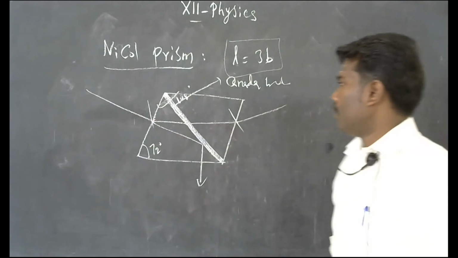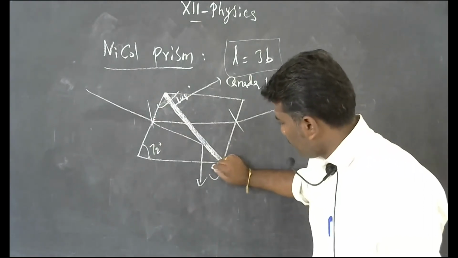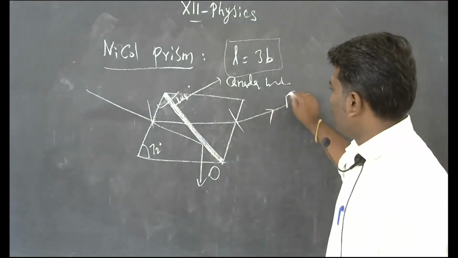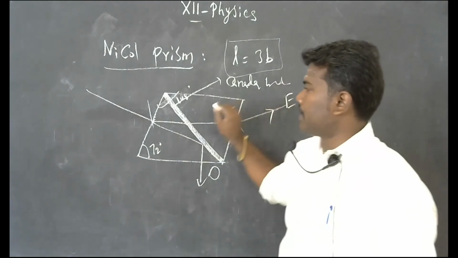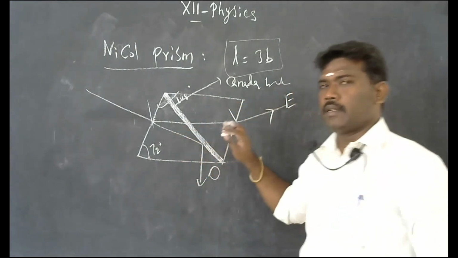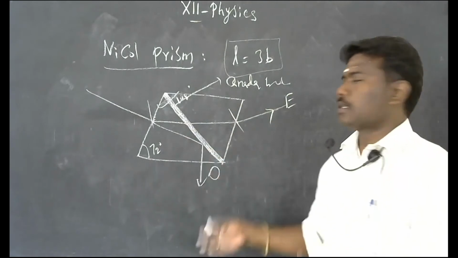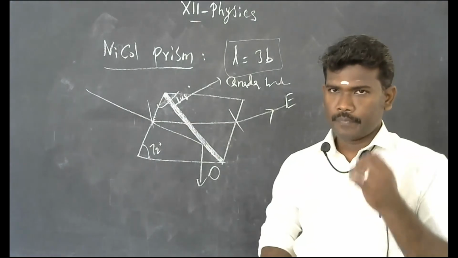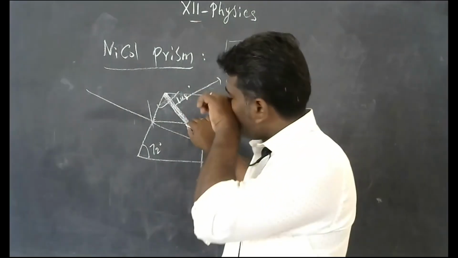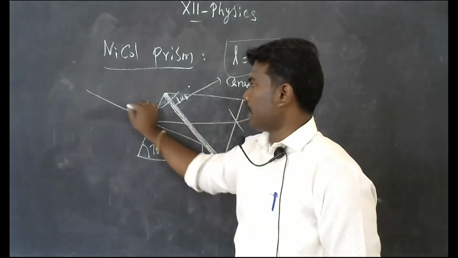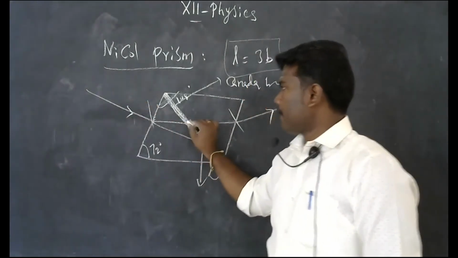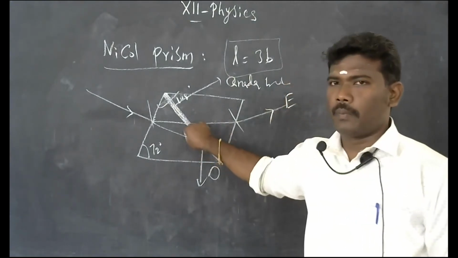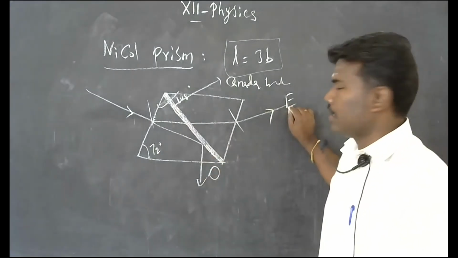This completely reflected light ray by the Canada balsam is called the ordinary light ray, and the light ray which is transmitted by the Canada balsam and emerges at the other side of the calcite crystal, Nicol prism, is called an extraordinary light ray. So inside the calcite crystal, Nicol prism, the incident light ray from the monochromatic source, sodium lamp, is divided into two light rays due to the concept of double refraction. One is ordinary and another one is extraordinary.